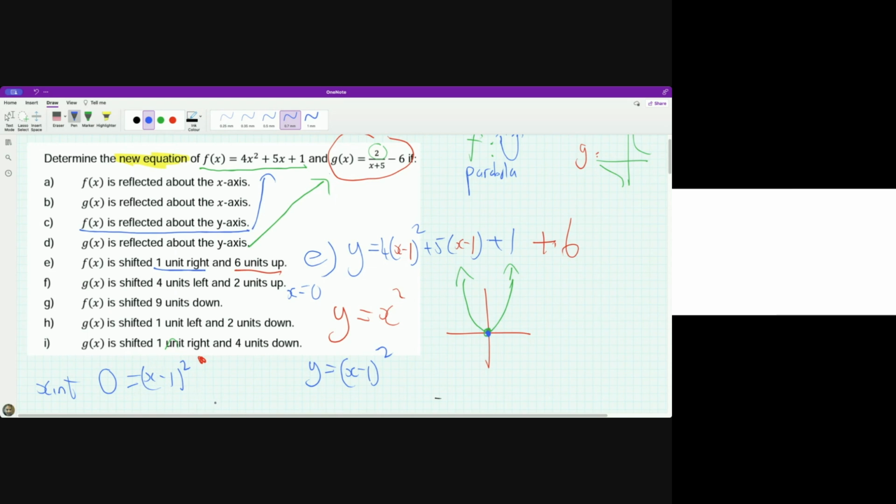Can anybody see that the x-intercept must be at x is 1? I see Tandiwe has seen that. Give me a thumbs up if you're okay with x being 1. Okay, but now what does that mean?